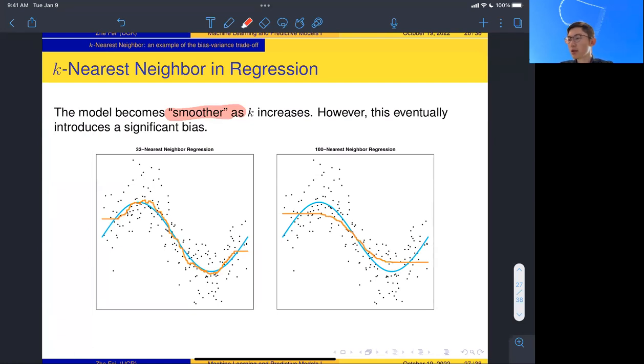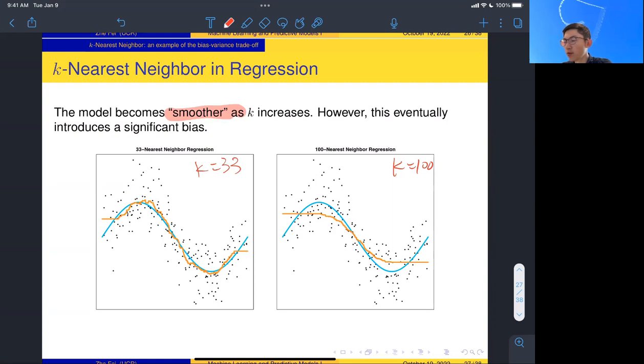However, it eventually becomes biased, in the sense that we see here. On the left, we have k equal to 33. Later we will see whether we could find an optimal k in some sense. And on the right, we have a k that is really large, k equal to 100. Keep in mind here, our total sample size n is 200. So k equal to 100 means that we would use half of the sample every time as we estimate a single data point.